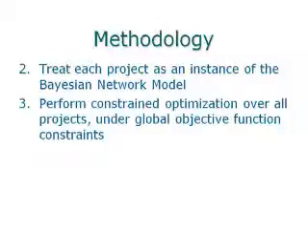Okay, so the second part of the methodology is, after learning the Bayesian network, we treat each project as an instance of the network. We have a project, we have the parameters of the Bayesian network, and I'm going to show how it works. We treat that project as an instance of that network. And then we use an optimization method at the end to optimally distribute our limited resources, which can be staff, money or other resources, over this set of projects to maximize the global objective function.